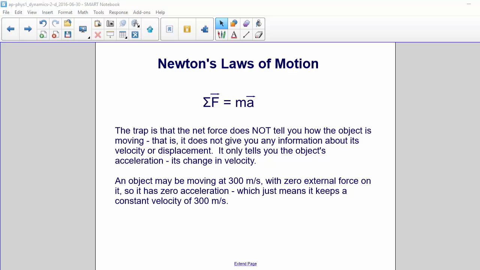So an object may be moving at 300 meters per second with zero external force on it, so it has zero acceleration, which means it keeps a constant velocity of 300 meters per second. Or an object could be stopped and still not have any acceleration, not have any external force.